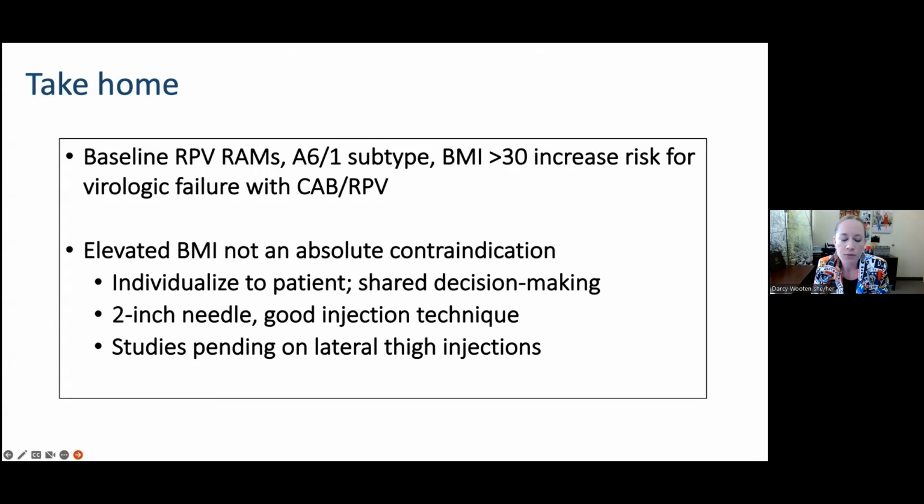It is important to use the longer 2-inch needle in people with elevated BMI, and make sure you're using good injection technique, because I think that can mitigate some of this. And there are studies coming out, and some studies that have already been presented, showing that different injection sites and other techniques might help to overcome this issue as well. If I have a patient with a BMI over 35, I would really start to get anxious about using long-acting injectable cabotegravir-rilpivirine. So that's just me, but I tend to be very risk averse. So more to come on this, I think, in terms of elevated BMI.